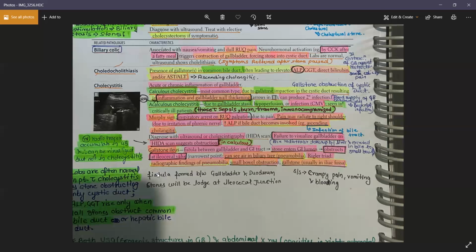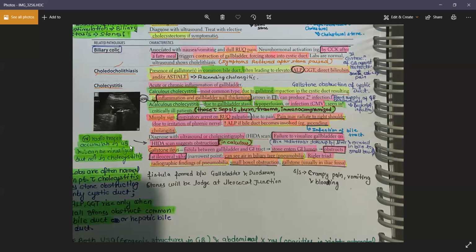Yeah, that's all about it. Now, then we discuss the complication. Sometimes, because of the inflammation, it can become transmural, and a fistula forms between the gallbladder and the duodenum. Because of this fistula, the stone present in the gallbladder will leak into the duodenum, travel through the intestine, and finally reach the ileocecal junction.